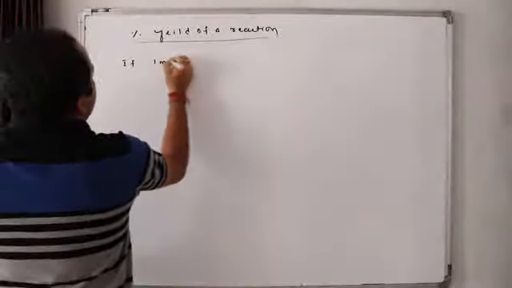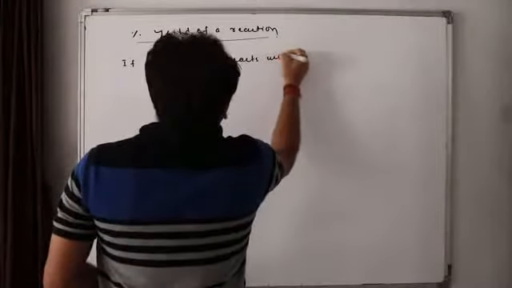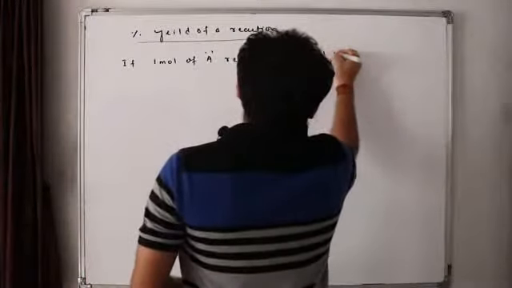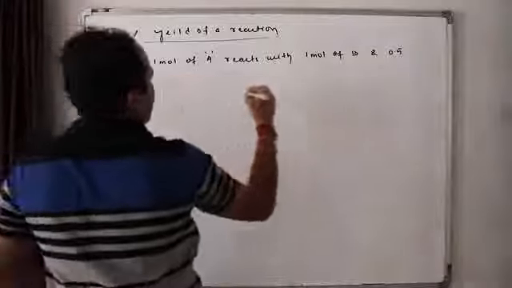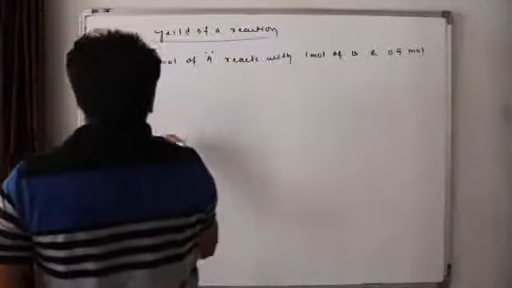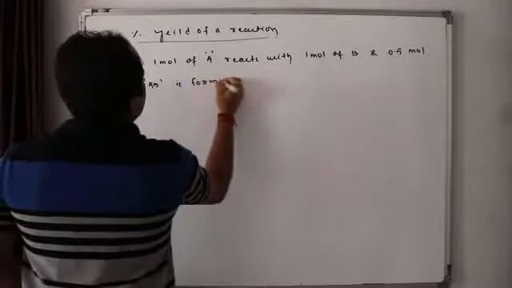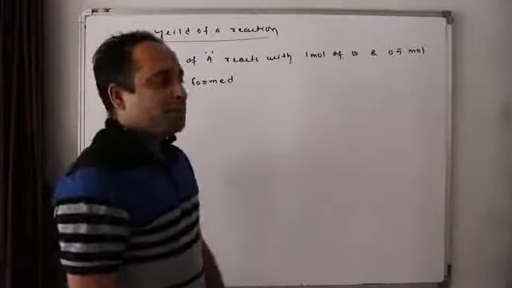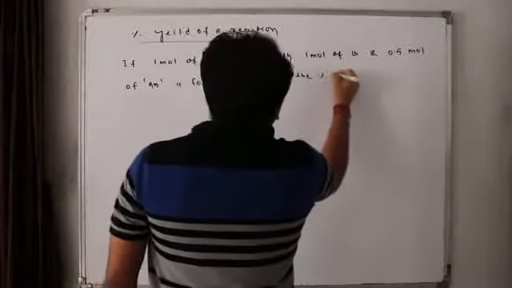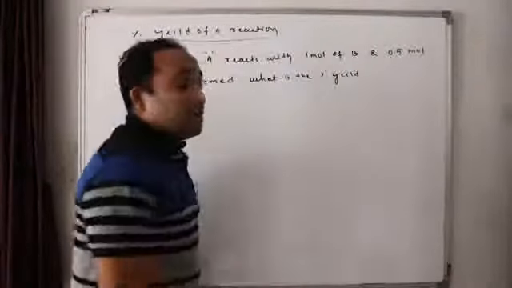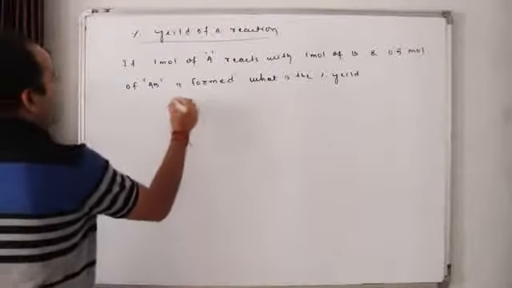If 1 mole of A reacts with 1 mole of B and 0.5 mole of AB is formed, what is the percent yield? कितना उत्पादन हुआ? Yield. आई बात समझ? तो देख लीजिए रिएक्शन क्या था.